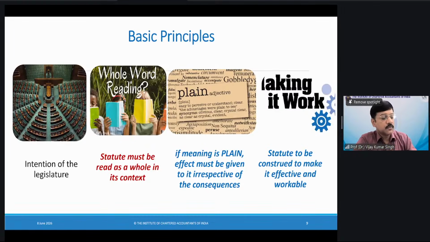Now we are moving to some basic principles of interpretation. There are four basic principles of interpretation which you should keep in mind. We will go to the specific rules also. But before we go to the specific rules, that is primary and secondary rules, and the internal and external aids of construction, let us look at four basic principles. Which are the four basic principles? The first basic principle is intention of the legislature.